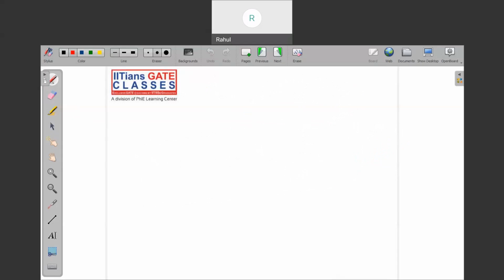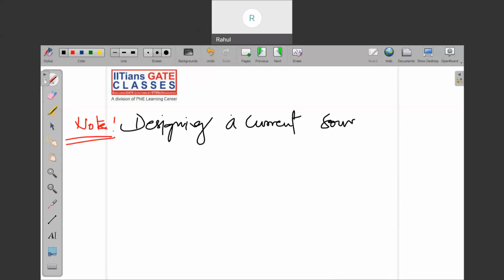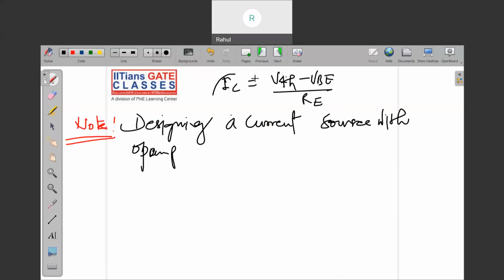So you can note here: designing a current source with op amp. Remember, designing a current source with op amp. This is our need, because IC equals VTH minus VBE by RE. So after all, this is dependent upon VBE, so there is a drift problem.